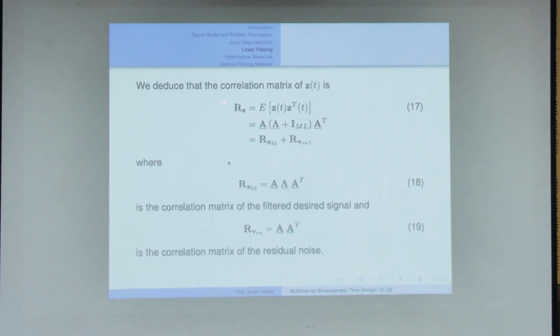So the correlation matrix of the vector Z, we can write it as the summation of the correlation matrix of the filter desired, this is the output, the estimate of the filtering after noise reduction, and the correlation matrix of the residual noise. You see we can write it explicitly as a function of the matrix filter A, and this contains the eigenvalues, the generalized eigenvalues, which we assume that we know.